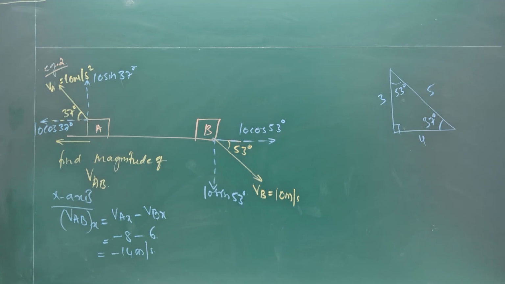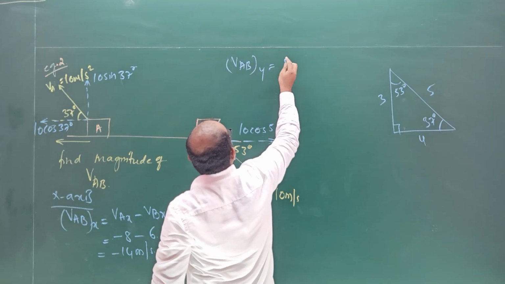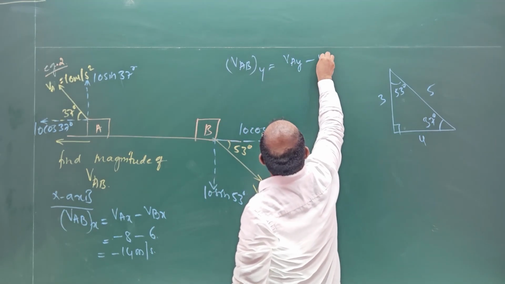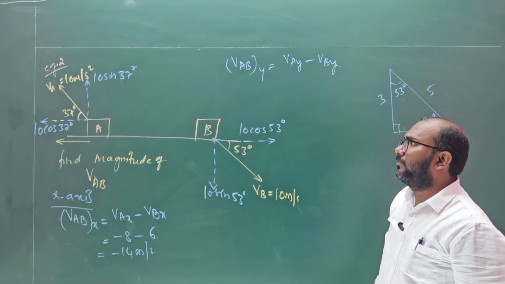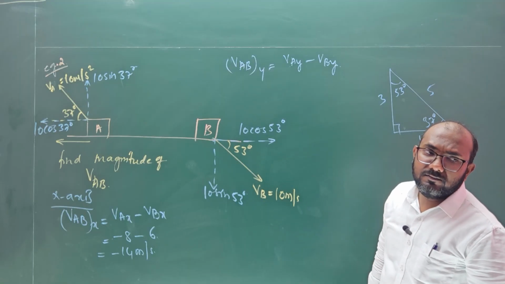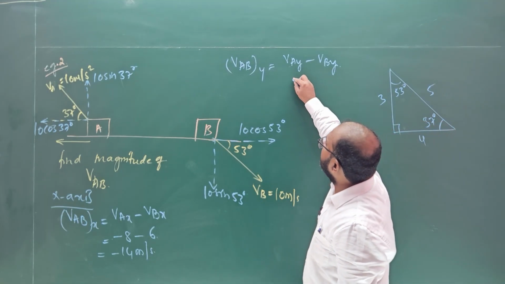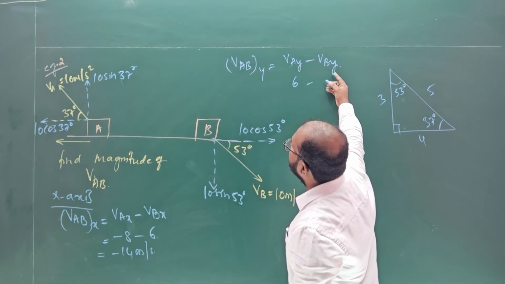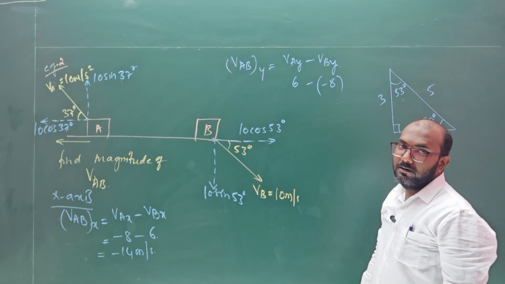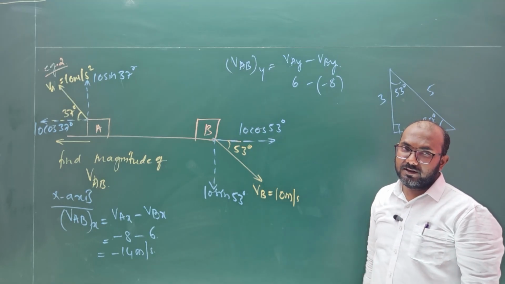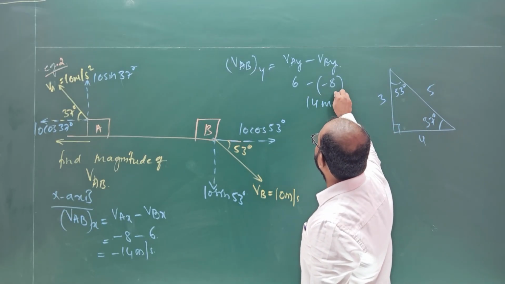Similarly, calculate for y. So VAB for y axis can be written as VAY minus VBY. VAY moving in the upward direction or downward direction? Upward. What is the value? 10 sine 37. Sine 37 is 3 by 5. Check there. Yes. Okay, 3 by 5 means can I say 6? Minus of VBY moving in downward direction or upward direction? Downward direction. So can I say minus of 8? Sine 53 is 4 by 5. Okay, so can I say this one is 14 meter per second?